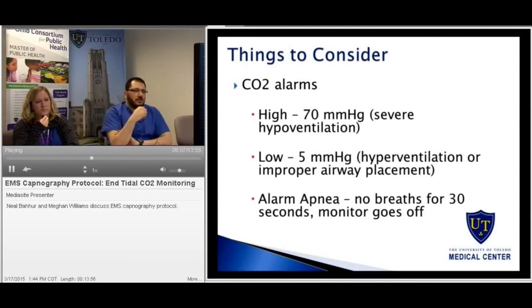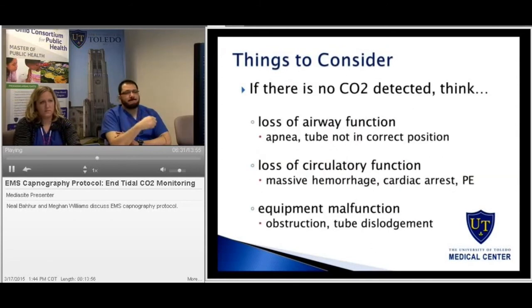A few words here on abnormal values. A value of 70 millimeters of mercury would indicate severe hypoventilation. A value of 5 would make you think that you are either hyperventilating the patient or that the airway is not placed properly, as well as if the apnea alarm goes off, you know that the patient has not taken any breath for 30 seconds and an adjustment must be done.